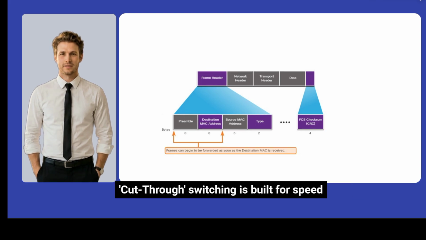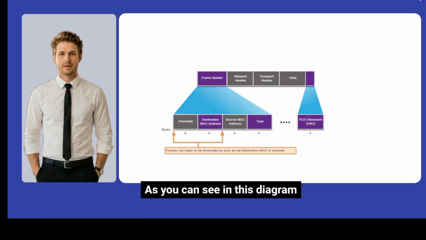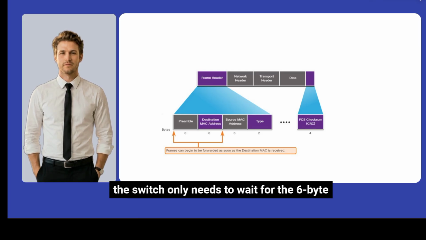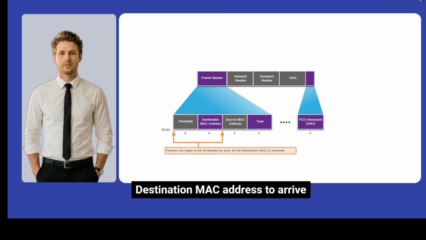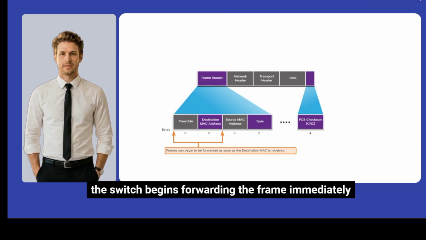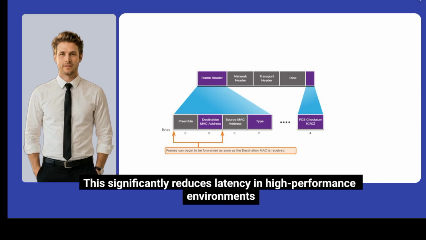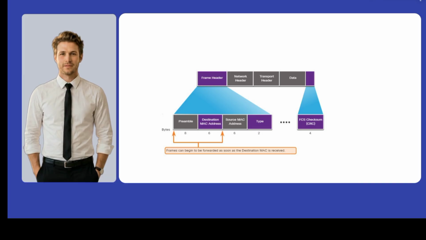In contrast, cut-through switching is built for speed. As you can see in this diagram, the switch only needs to wait for the 6-byte destination MAC address to arrive. Once that address is identified, the switch begins forwarding the frame immediately, even while the rest of the data is still being received. This significantly reduces latency in high-performance environments.